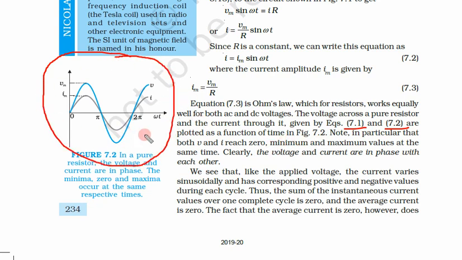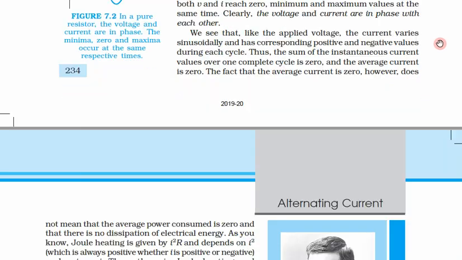So we have plotted it here. Note in particular that both V and I reach 0, and their minimum and maximum values, at the same time. We have seen that maxima and minima are at the same time. So the voltage and current are in phase with each other. That is why the case where voltage and current both peak at the same time is called in phase, and this is true for resistances only. We will see this is not true for capacitances and inductances.